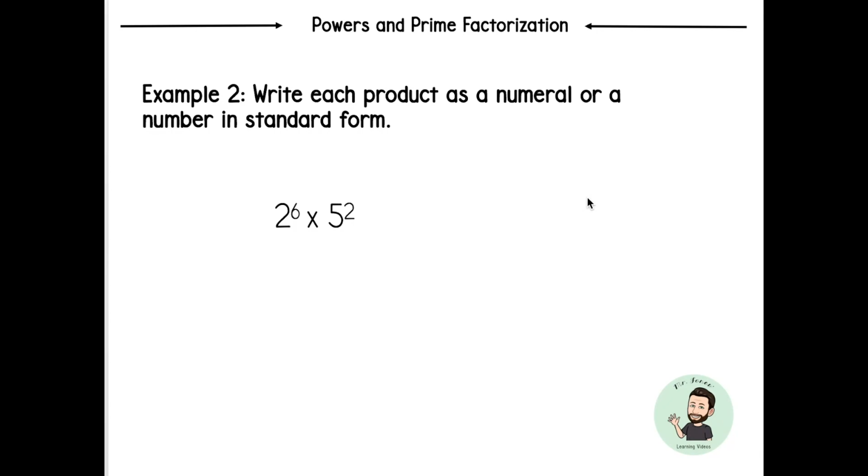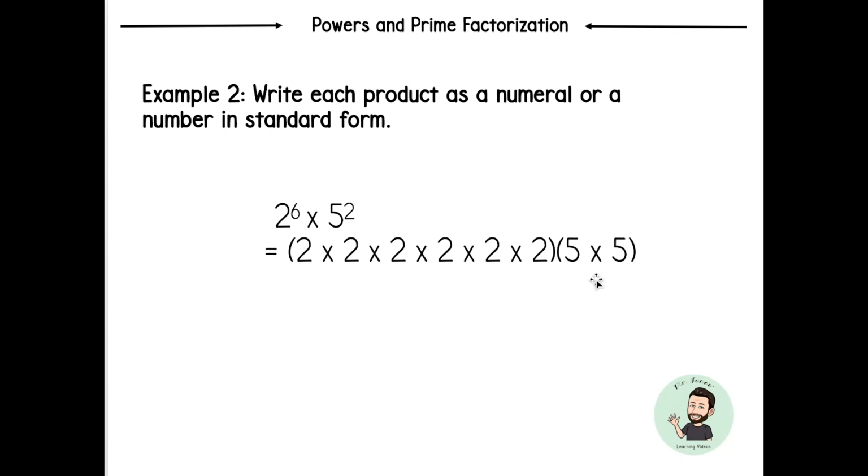Example 2, write each product as a numeral or a number in standard form. So those mean the same thing. So we have 2 to the 6th power times 5 to the 2nd power. Here I've written them out as repeated multiplication. You don't necessarily have to do that, especially if you can do some of the math in your head, but it's a good way of showing me that you understand what those exponents represent.